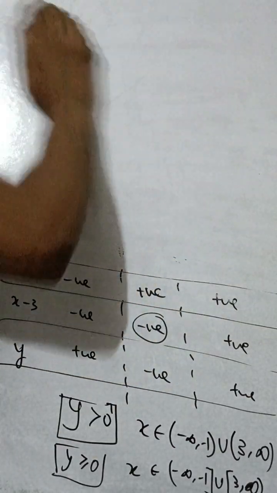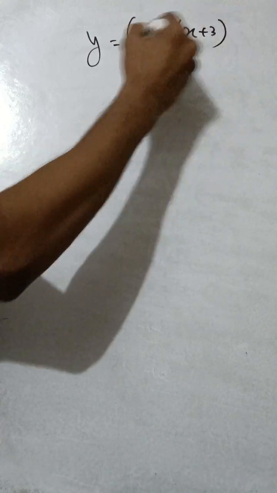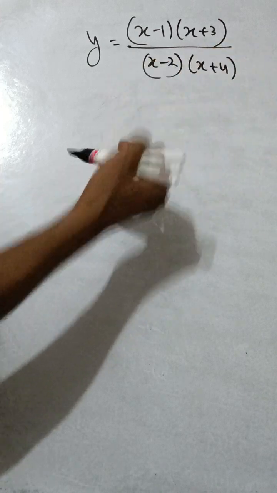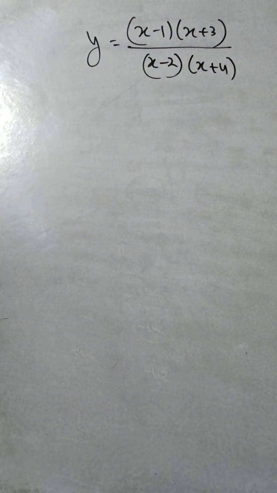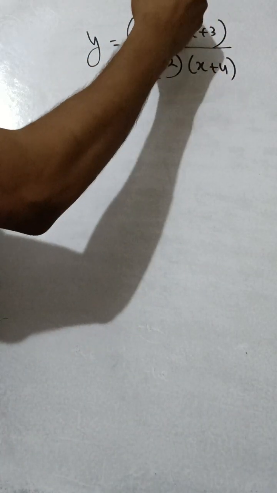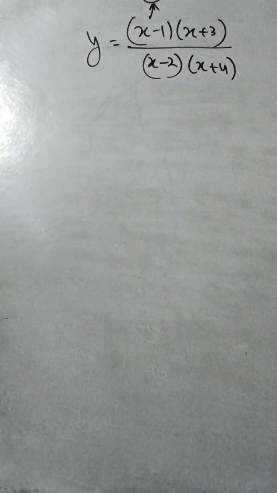Now, once we are done with this, let us take another example. Let us say that y is (x minus 1)(x plus 3) divided by (x minus 2)(x plus 4). So now we have 4 factors: x minus 1, x plus 3, x minus 2, x plus 4. Now what is the critical point of x minus 1? That is plus 1. Why is that so? Because a critical point is a point where our factor becomes 0.